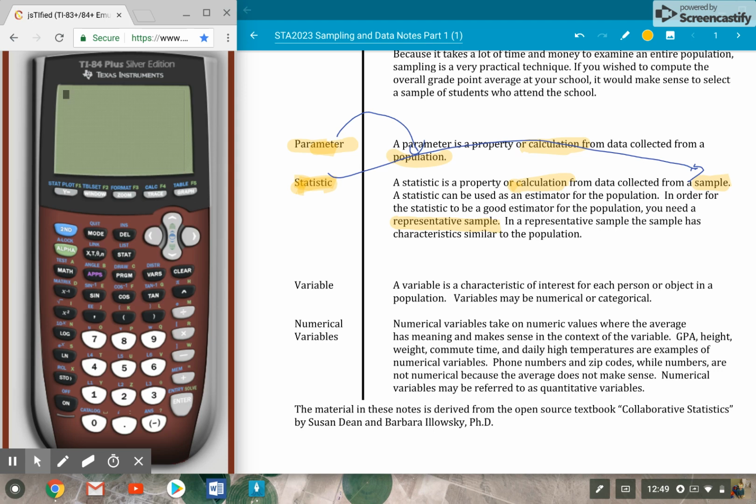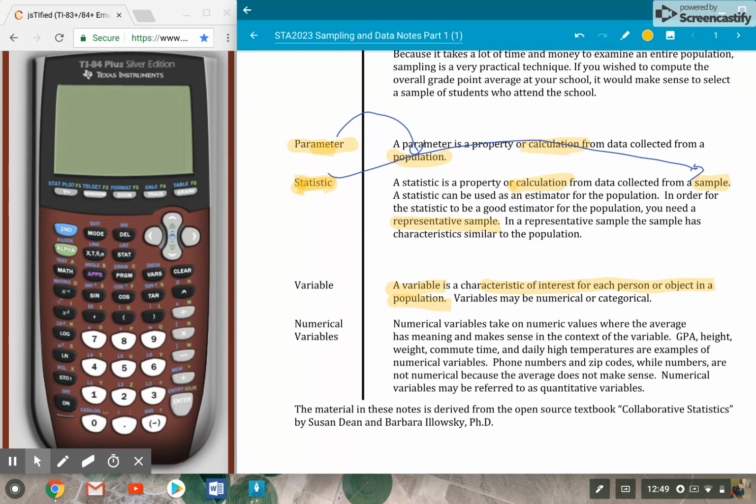So we've got our ideas of samples and populations and statistics and parameters. From here, we want to get into the idea of variables. So a variable is a characteristic of interest for each person or object in your population. Essentially, it's what you want to know about. What is the GPA of a student at TCC? Is this person going to vote in the next election or not? Those vary from one person to the next.